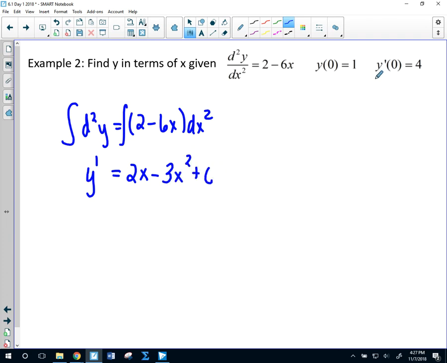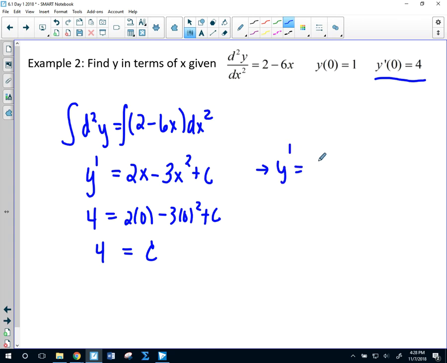And then I'm going to come over here and say, oh, well, the derivative is equal to 4 when x is equal to 0. So I get c of my derivative is equal to 4. So now I'm going to write the derivative. So let's go over here now. So y prime equals 2x minus 3x squared plus 4. So that's my first derivative.